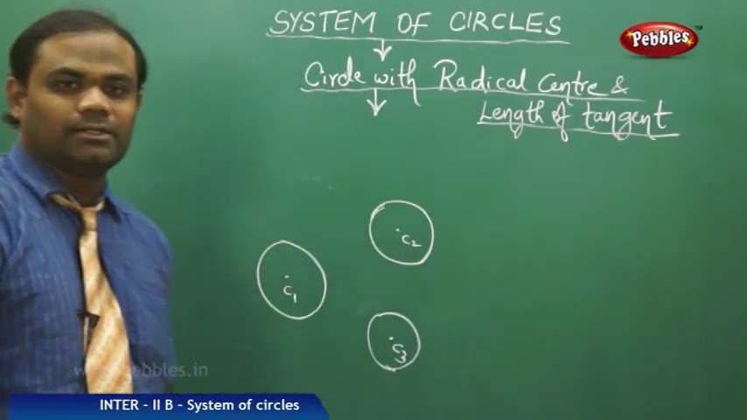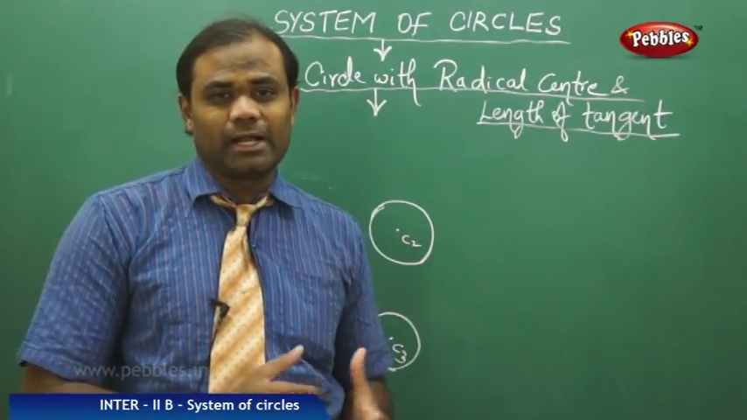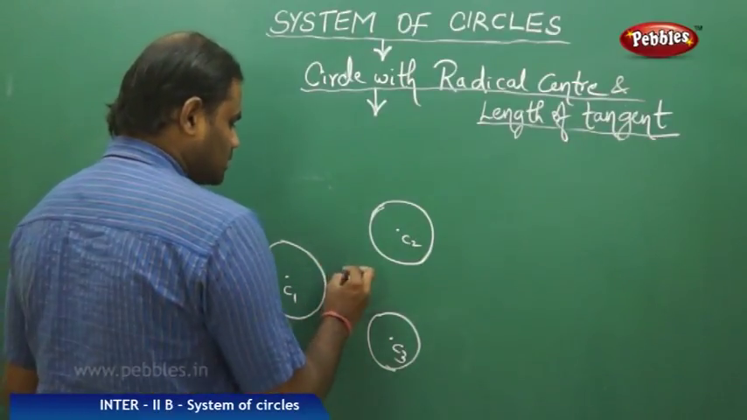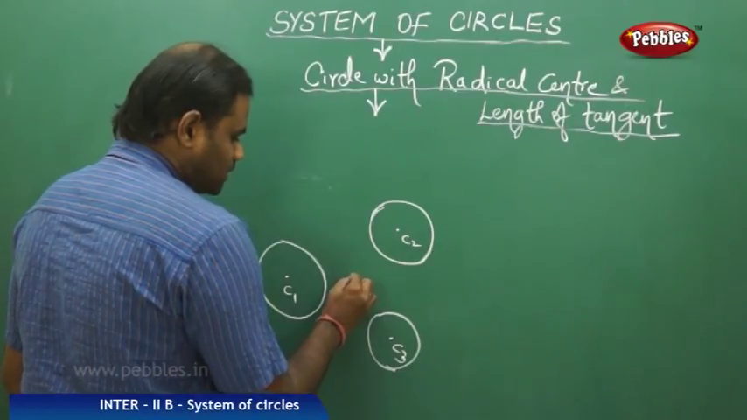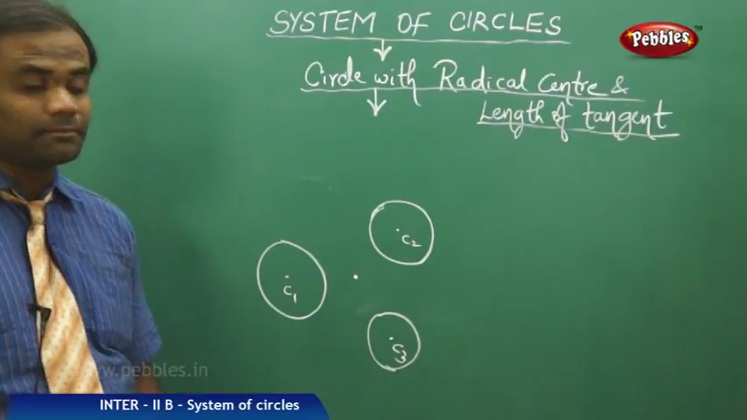Now we know that the radical center for these three circles is the point of intersection of all the radical axes taken in pairs. So I take these two circles, I have the intersection which comes somewhere in the middle, and this is the radical center which we have discussed in the previous session.